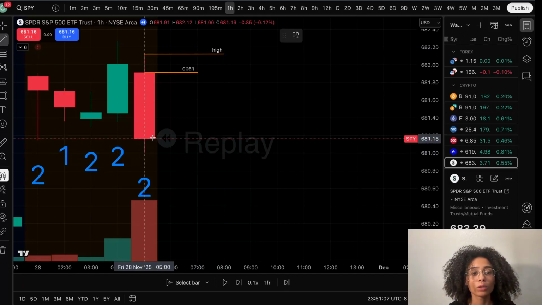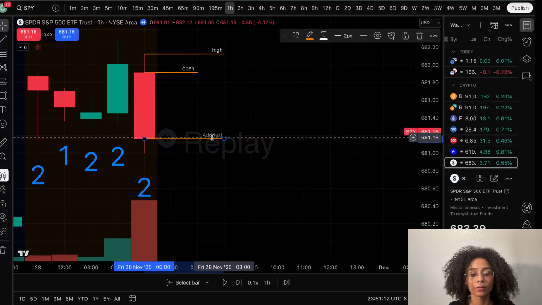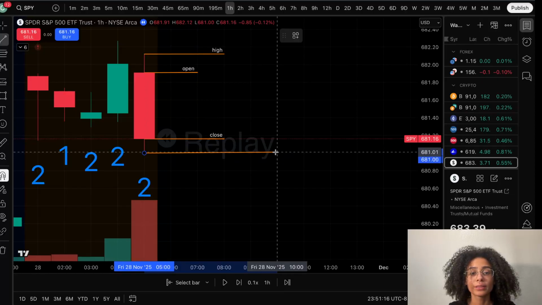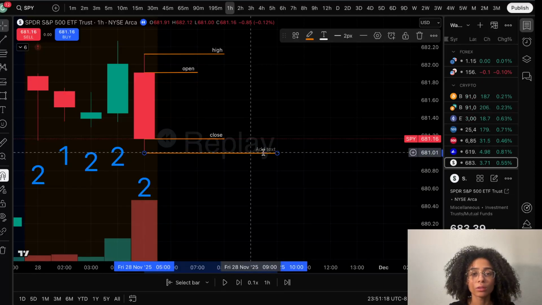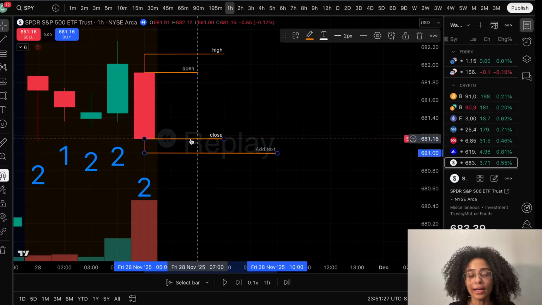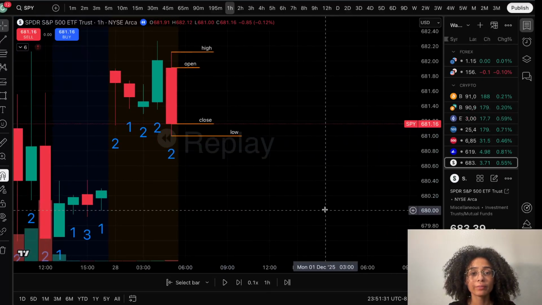And then we closed down here, right here. And then our low for this session was just the low of the wick. We just go right to the bottom, and this is a magnet. The magnet connects to an end much easier. This is our low. So that's pretty much it.